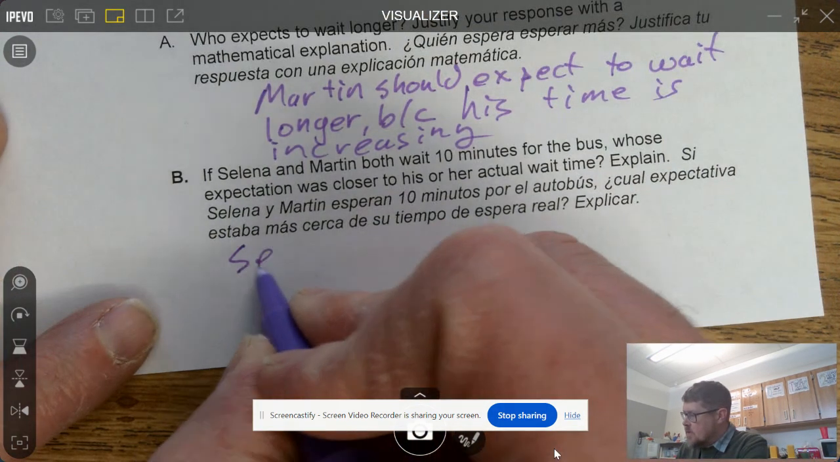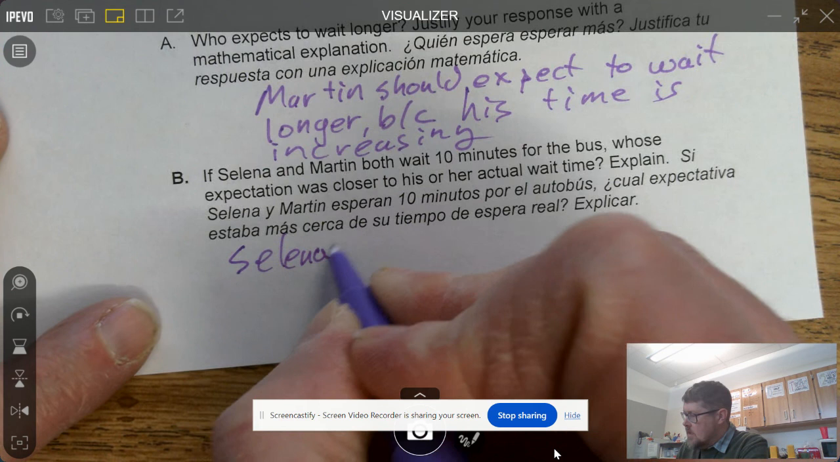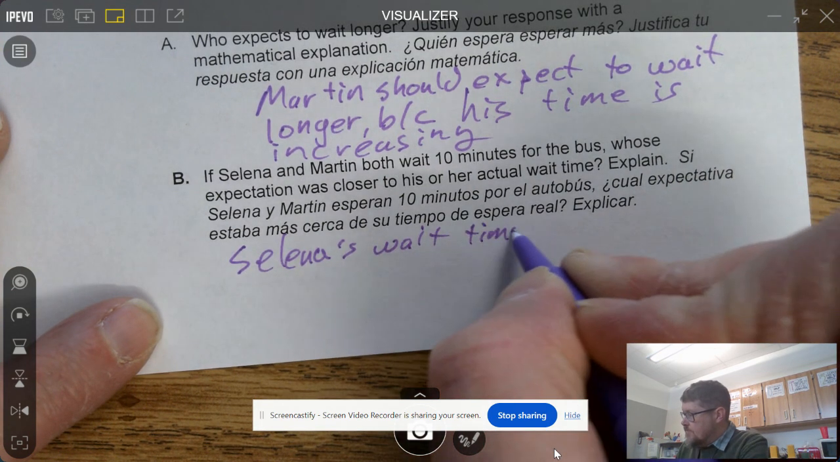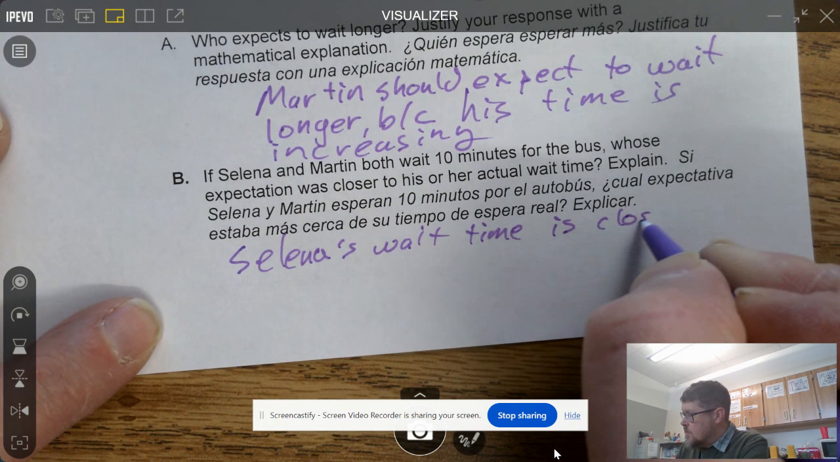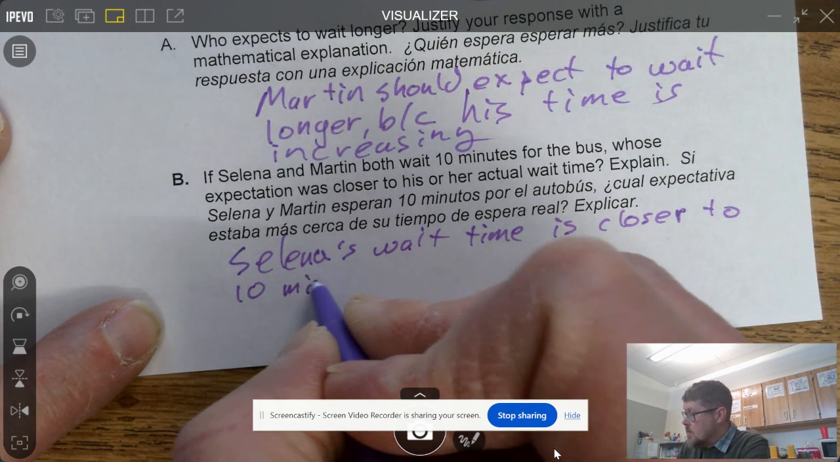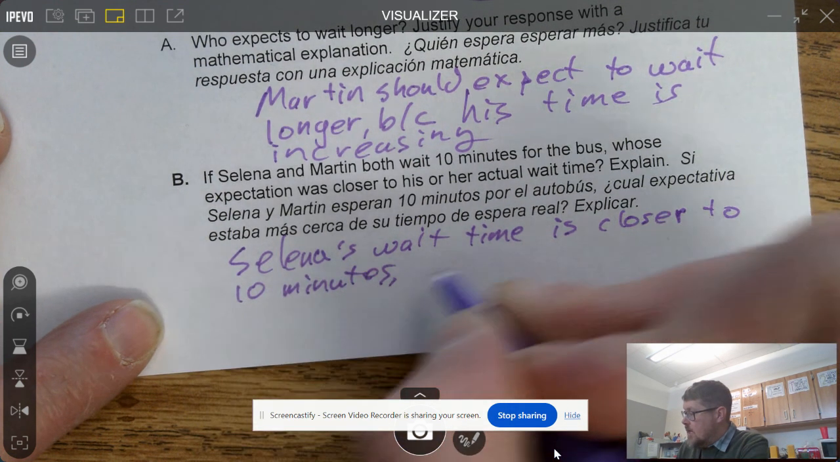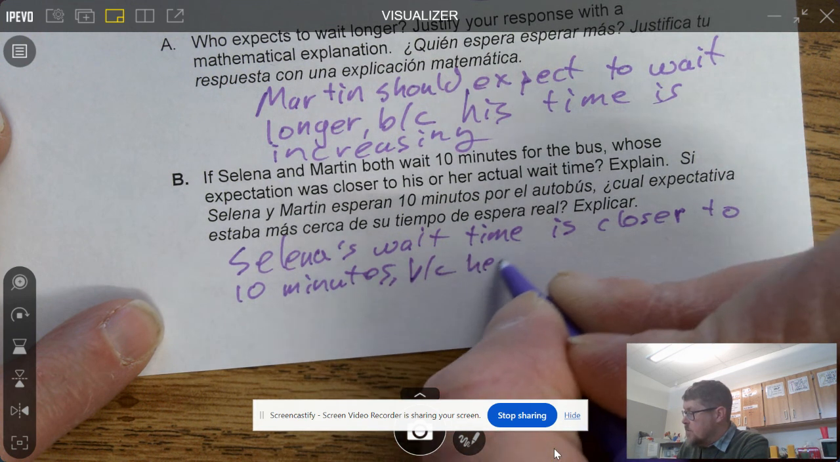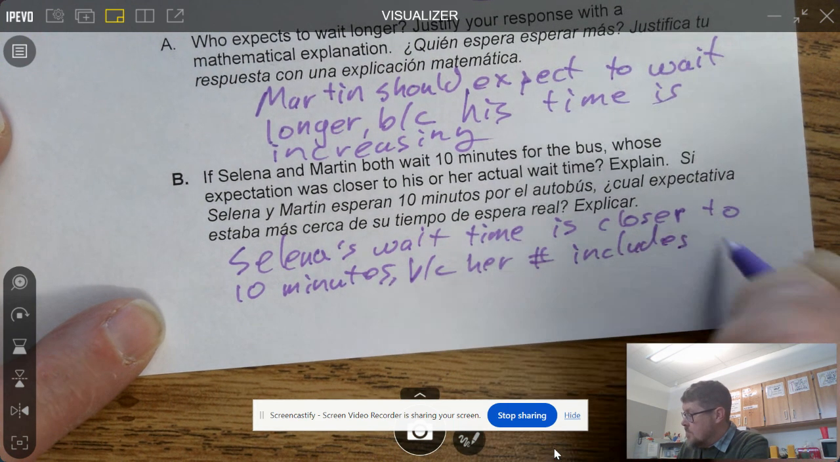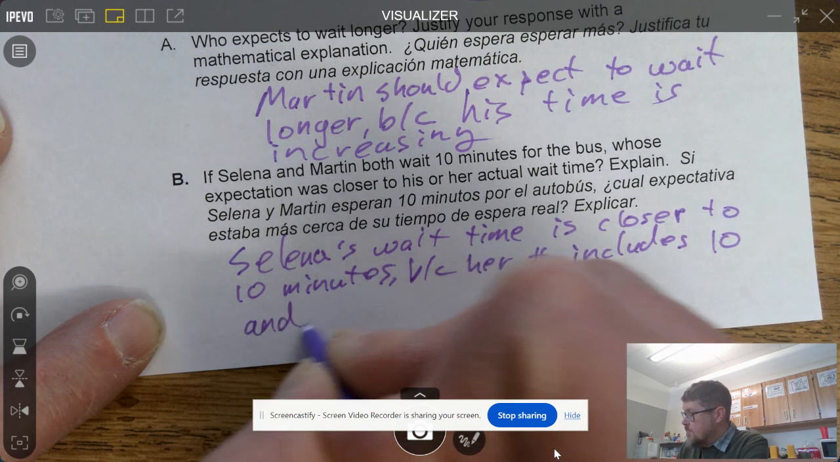So we'd say Selena's wait time is closer to 10 minutes because her number line includes 10, and Martine's does not.